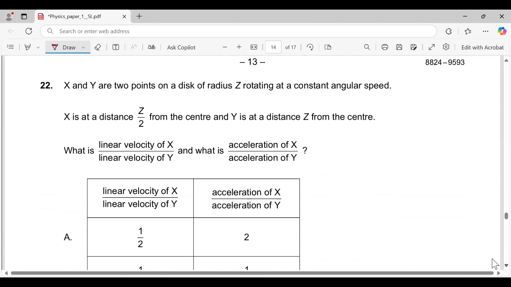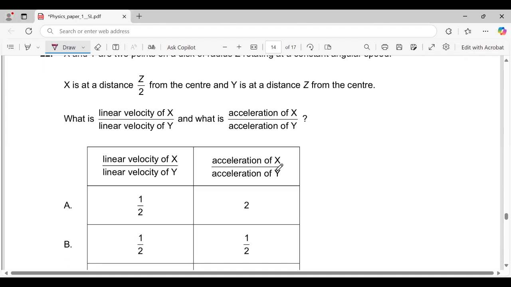22. X and Y are two points on a disk of radius Z rotating at a constant angular speed. X is at a distance Z over 2 from the center and Y is at a distance Z from the center. What is the linear velocity of X over the linear velocity of Y?